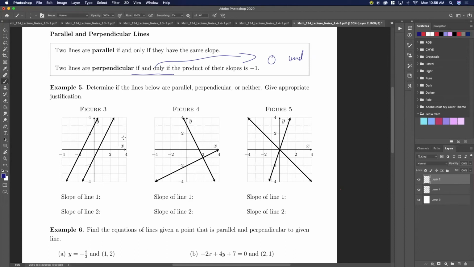All right, so let's do this. So let's determine if the lines below are parallel, perpendicular, or neither. Notice that 99% of the lines should be neither, right? Now, when we ask you questions, by design, there'll be more. But most lines, if I took two lines from the ether and plopped them on a piece of paper, chances are it's neither, okay? And give appropriate justification, just state why we know.